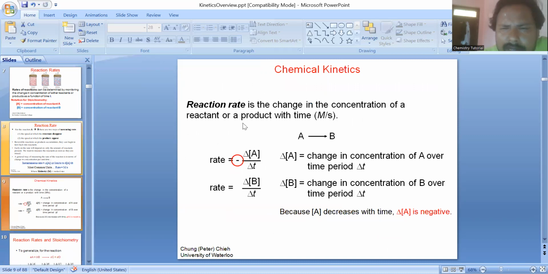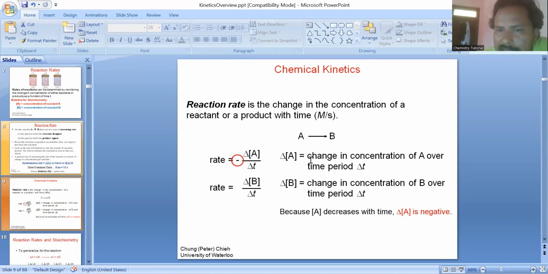Next, reaction rate is the change in concentration of reactant or product with time, and the unit is denoted by molar per second, or you can write molar second inverse. Suppose this is the chemical reaction in which A is converted to B, where A is the reactant and B is the product. So what happens here? Because A is converted to B, the concentration of A decreases and B increases. Decreases means you denote a minus sign here, and the concentration of B will be higher, so you denote the plus sign.